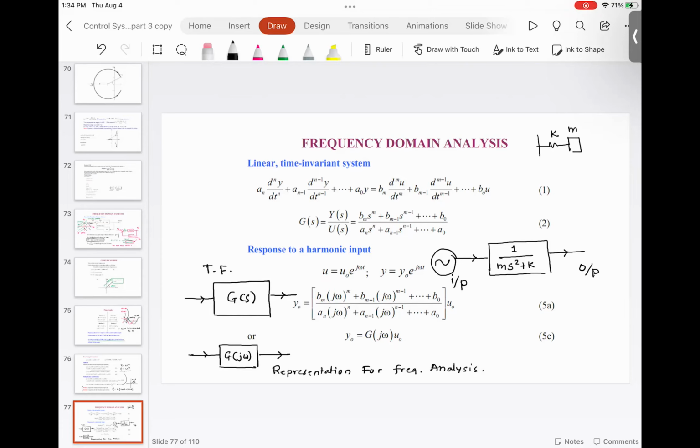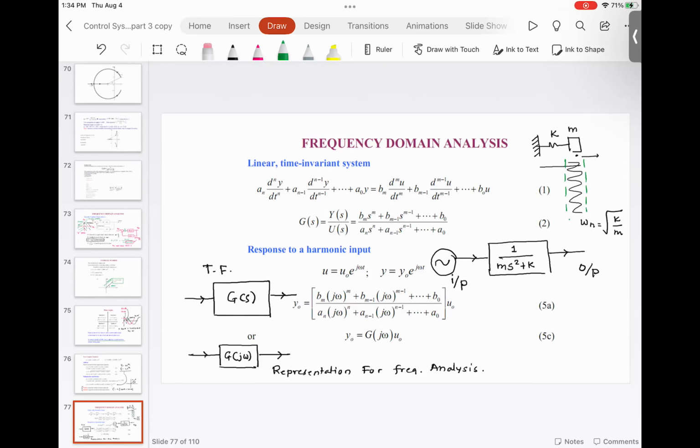Now, what do I mean by that? Let me give you a simple example. Imagine that I have a spring mass system, and the natural frequency of vibration, which means if I displace this mass and let it oscillate, it will continue to oscillate at a certain frequency. That frequency is called the natural frequency. In the absence of damping, this frequency will be constant, which is square root of k over m.